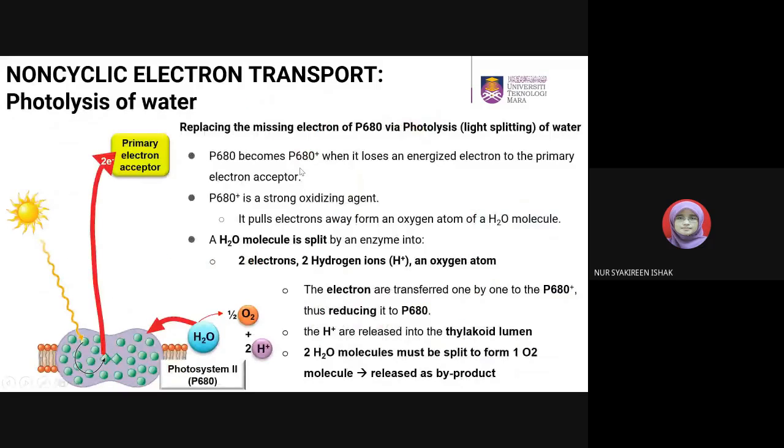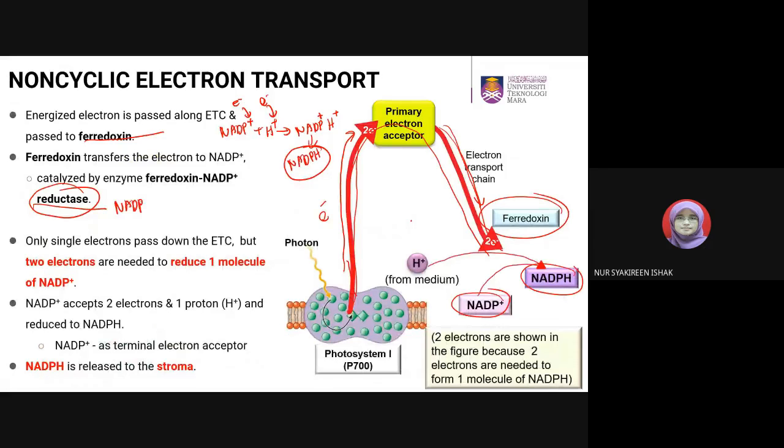Saya tulis balik semula lah, cantik sikit. NADP plus, 2 electrons, plus H plus to form 1 molecule of NADPH. Okay, hydrogen ion comes from the stroma, electrons come from the ETC. Okay, and NADPH is released into the stroma because Calvin cycle occurs in the stroma to produce sugar. Okay, nampak, release into the stroma.